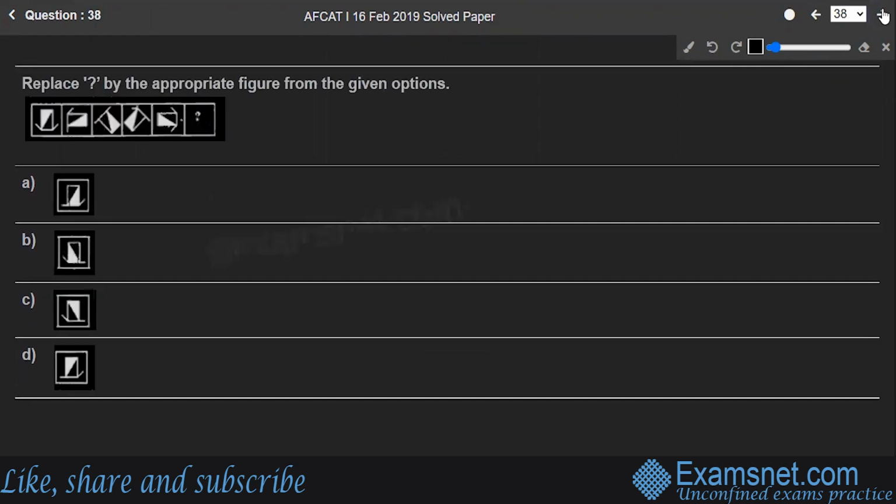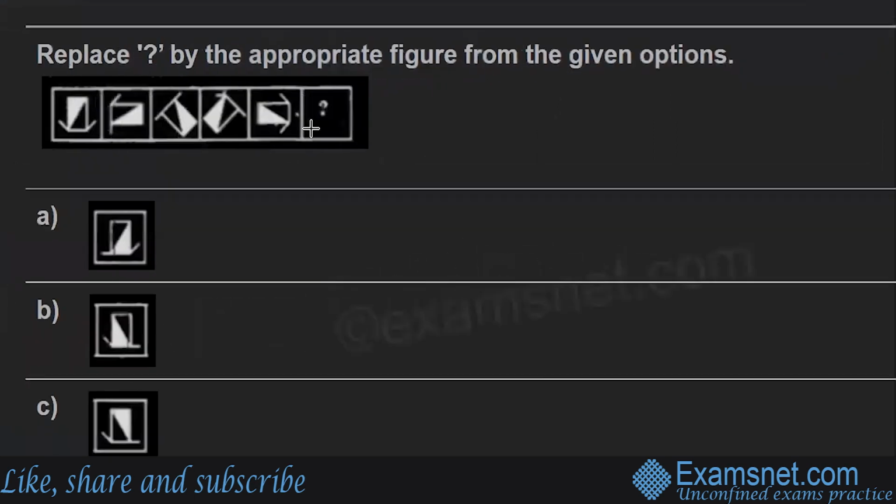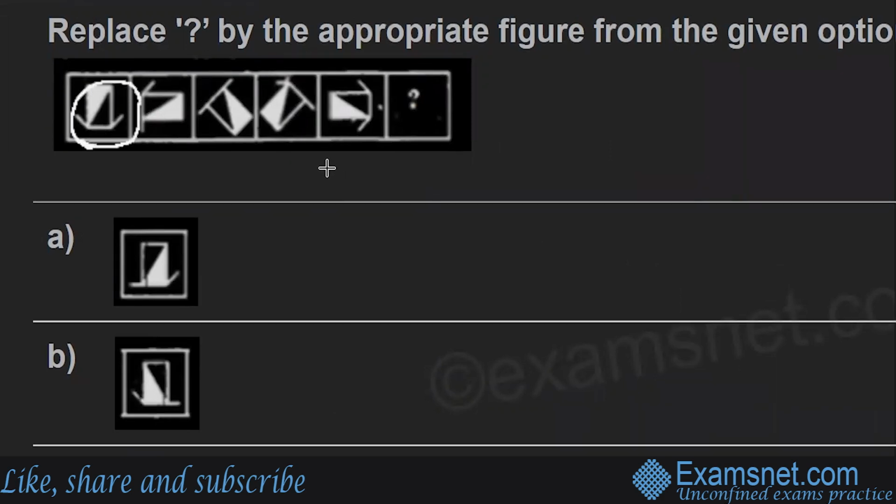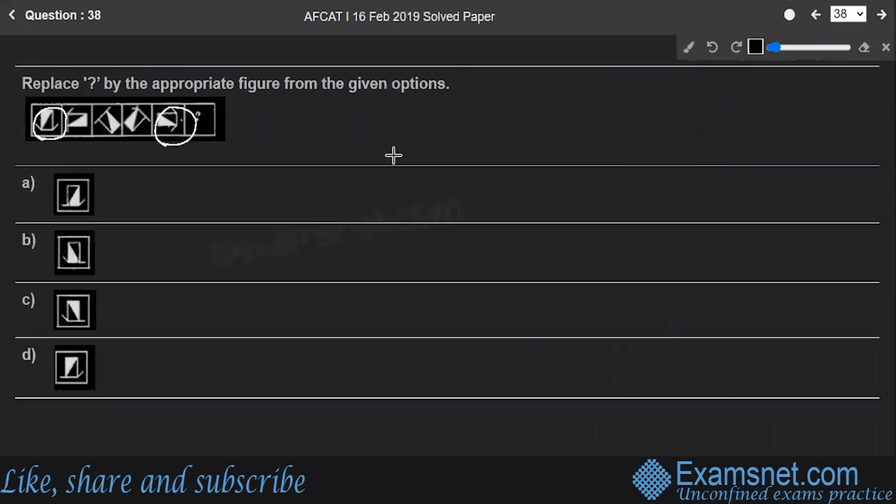Next is question number 38. Replace the question mark by the appropriate figure from the given options. So let's look at them again carefully by zooming our picture a bit. Now look at them. This figure and the fourth one, they are the same one. Similar figures reappear in every fourth step, but it rotates through 90-degree anti-clockwise.